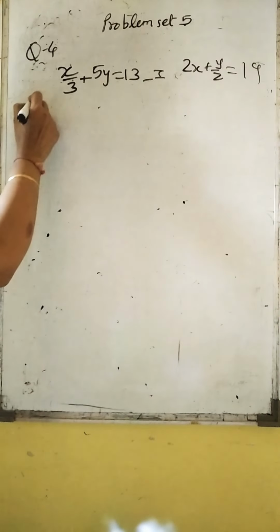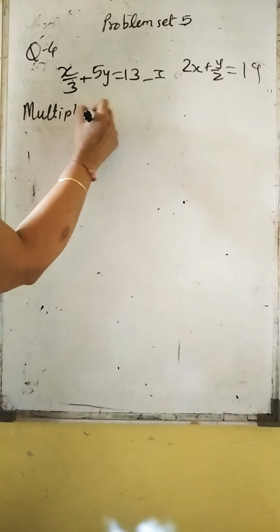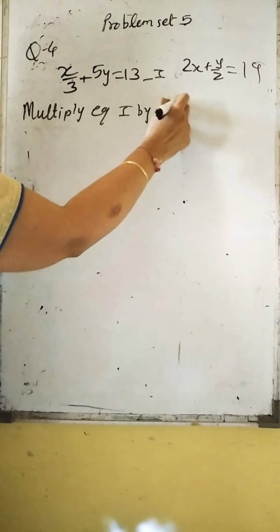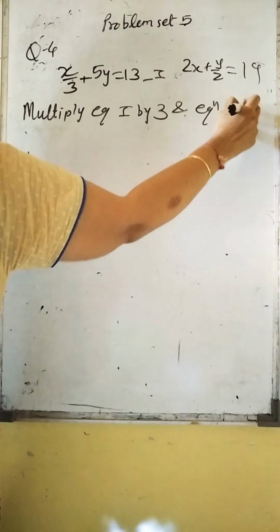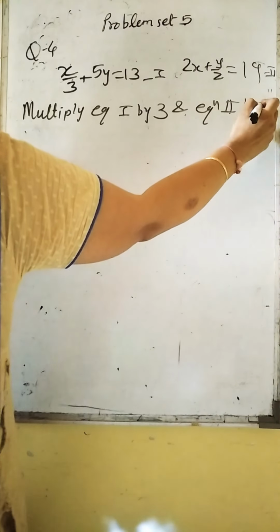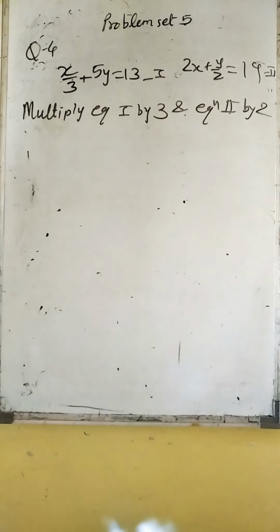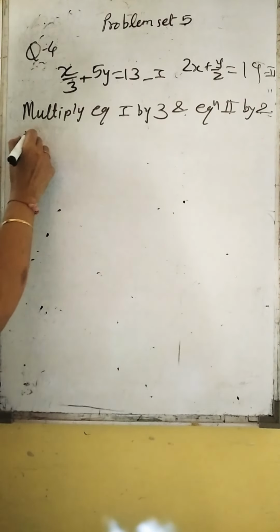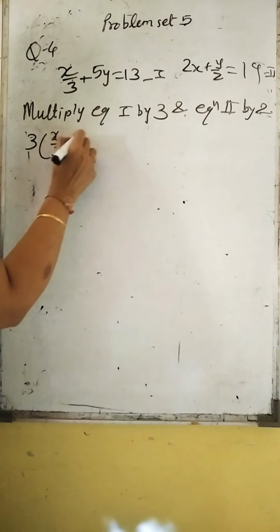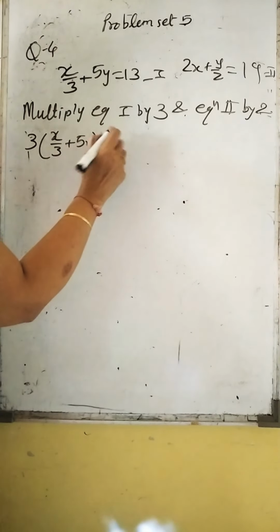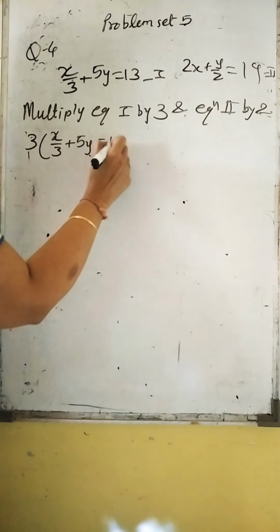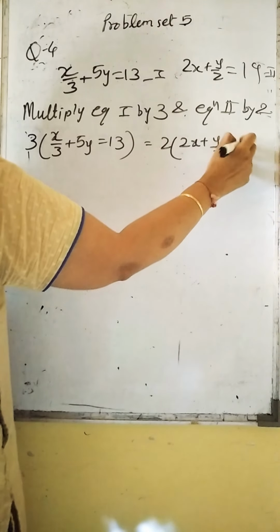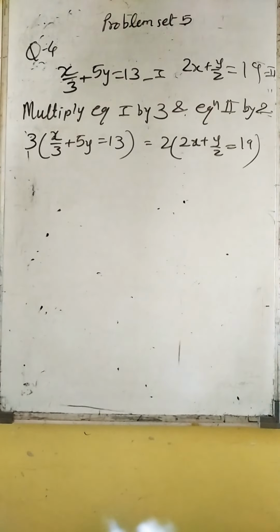So multiply equation 1 by 3 and equation 2 by 2, because the denominator is 2. This is equation 2. So multiply this by 3. See, when you multiply now, you have to be careful. The entire equation you are going to multiply. There you should not make a mistake. If you make a mistake, you will not even come to know where you have made the mistake.